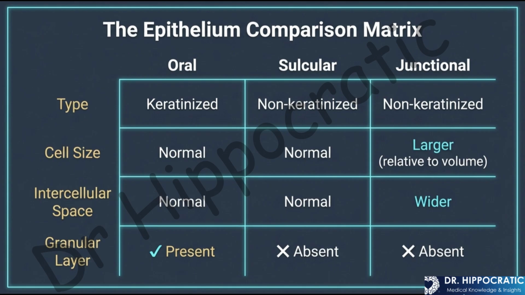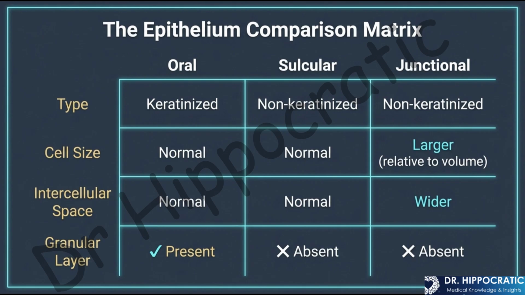Row 3, intercellular space. Oral is normal, cellular is normal. Under junctional, it reads wider. There's the aha moment. Let me highlight this because it seems entirely counterintuitive at first glance. The junctional epithelium is the absolute bottom of the pocket. It is the final seal preventing bacteria from invading the bone. Why on earth would the body engineer the final, most critical seal with wider spaces between the cells? It sounds like an intentional structural weakness.